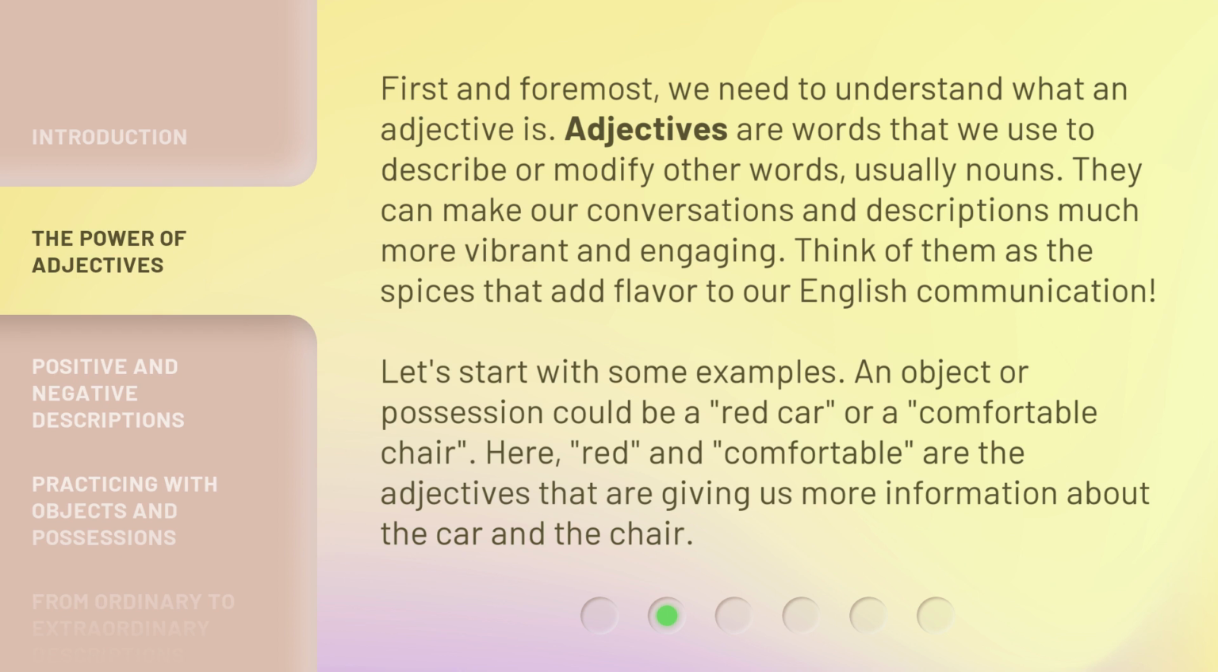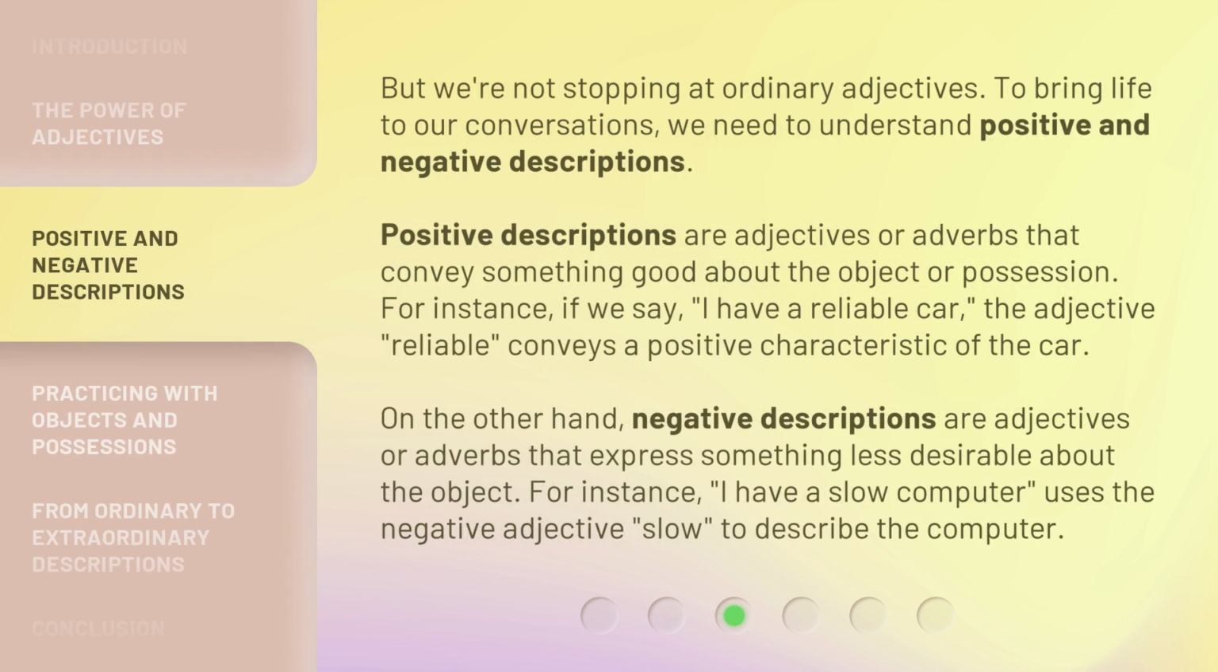An object or possession could be a red car or a comfortable chair. Here, red and comfortable are the adjectives that are giving us more information about the car and the chair. But we're not stopping at ordinary adjectives. To bring life to our conversations, we need to understand positive and negative descriptions.